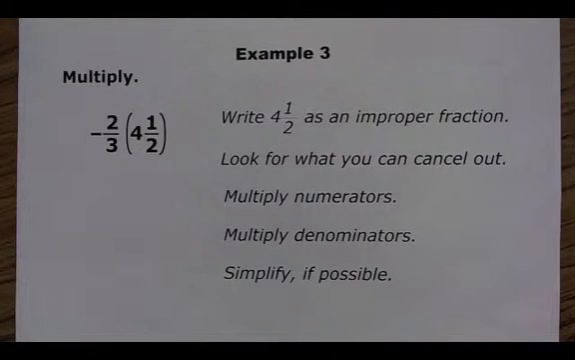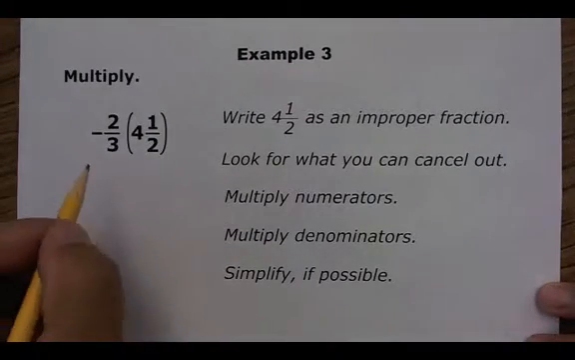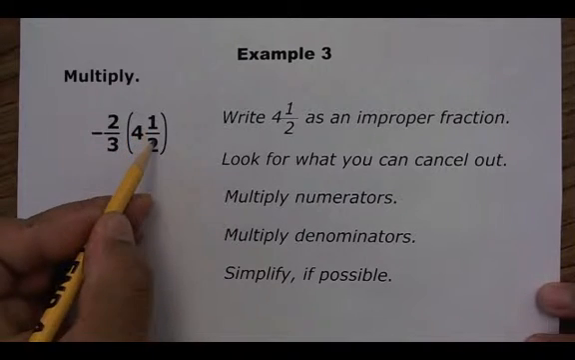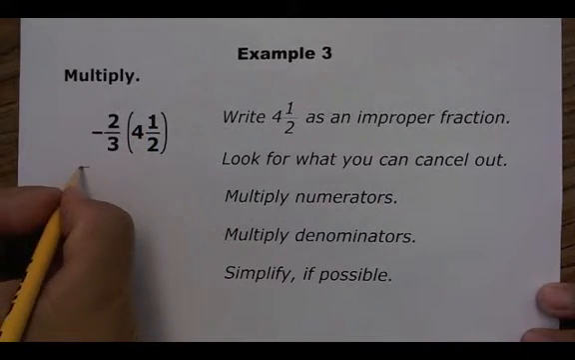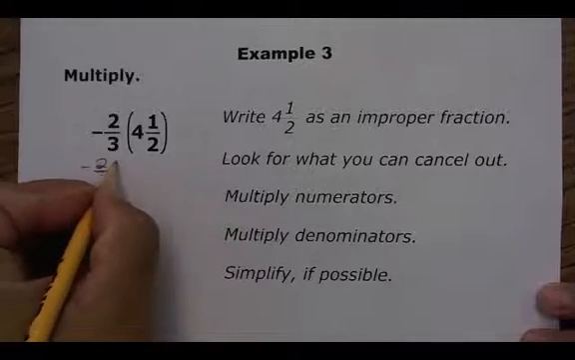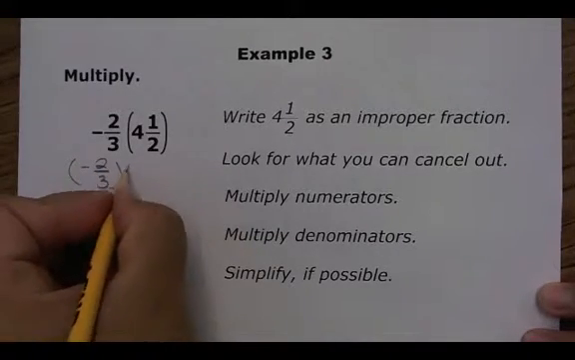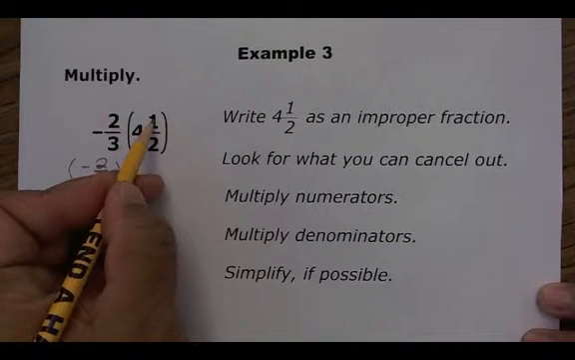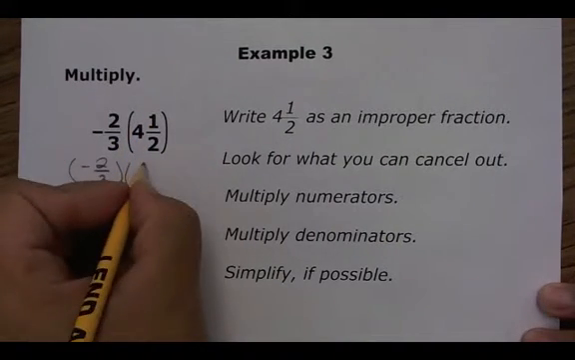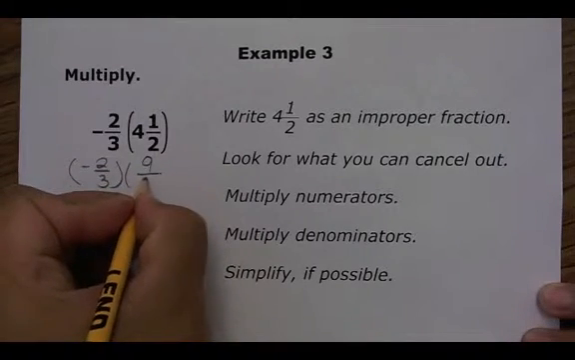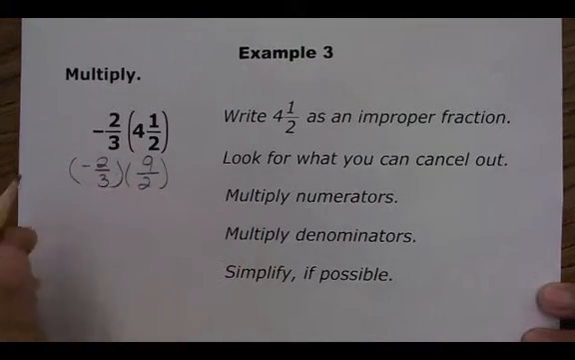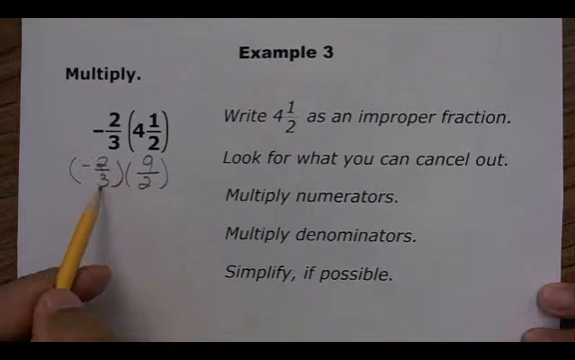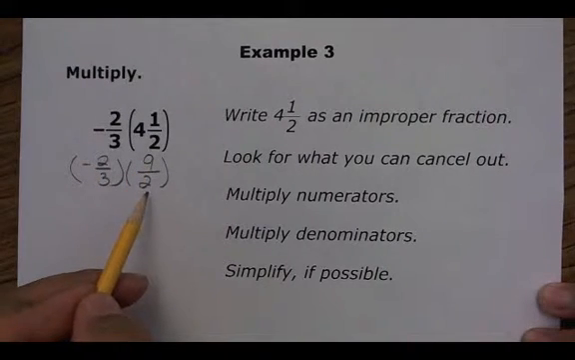Example 3 of fractions. Negative 2/3 times 4 1/2. In order to solve this problem, I have to change 4 1/2 to an improper fraction. So I'm going to rewrite this as negative 2/3 times 4 times 2 is 8 plus 1 is 9 to make it improper. And I keep my denominator, which would make it 9/2. So now the problem is negative 2/3 times 9 over 2.